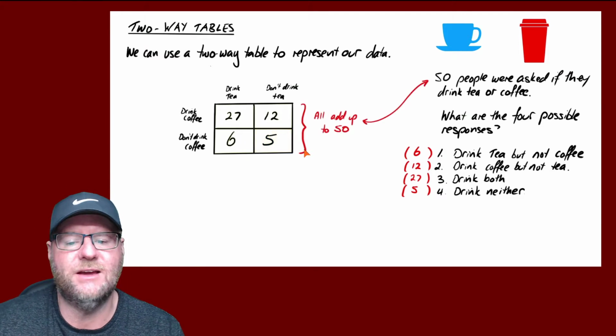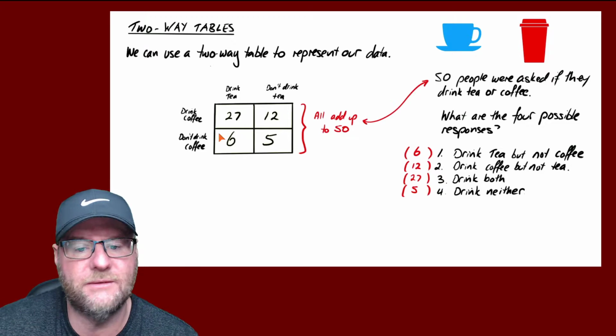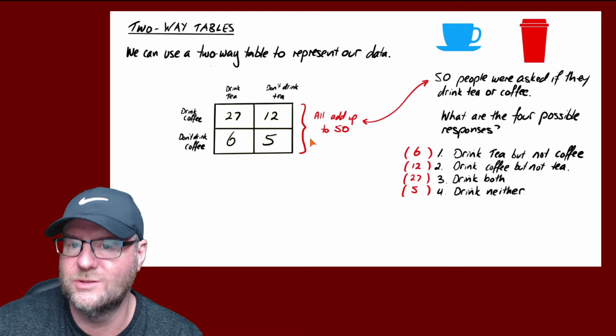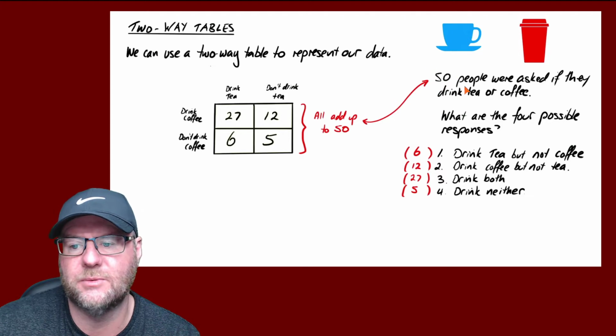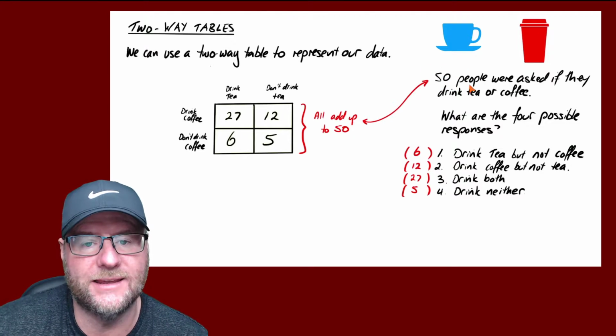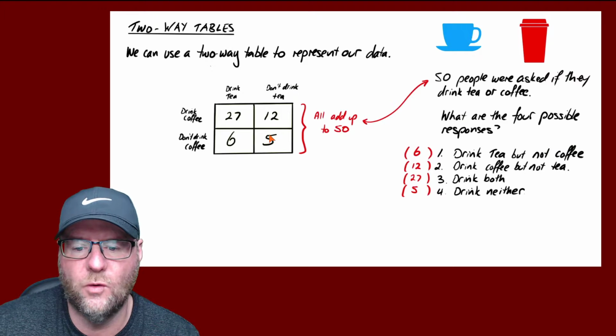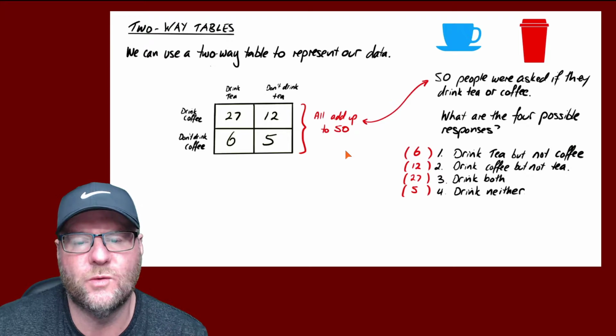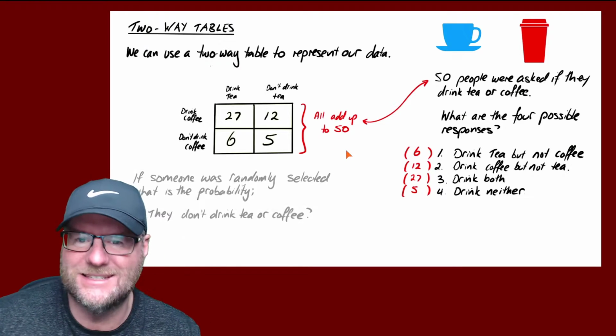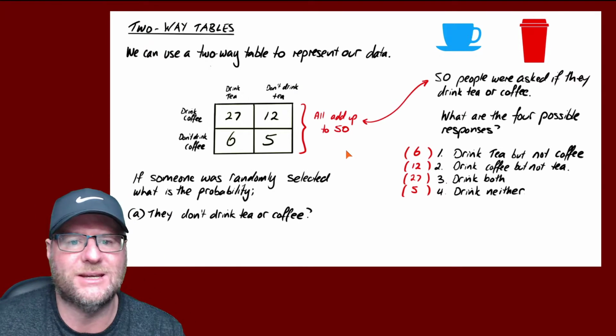Right? So I've now visually put these together. And importantly, if I add them all up, they should, and they do, add up to 50. Why? Because there were 50 people in our survey originally. Okay, so if I add these 4 numbers together, I should get 50, which represents everyone who was surveyed. Now we can take this data and answer some probability questions from it.